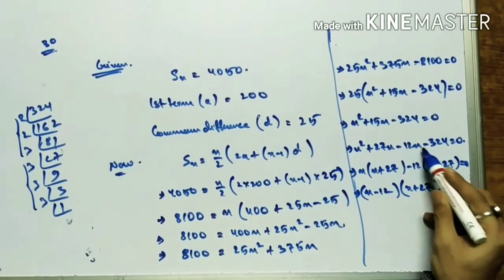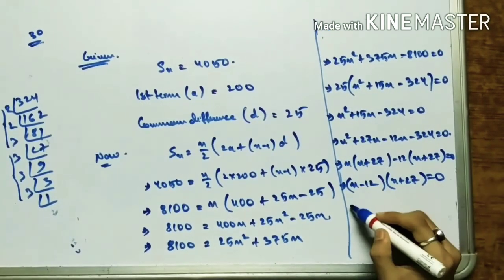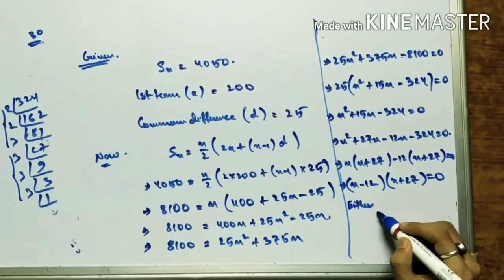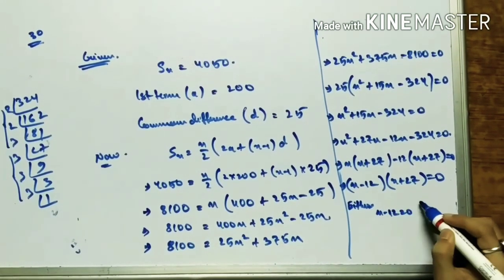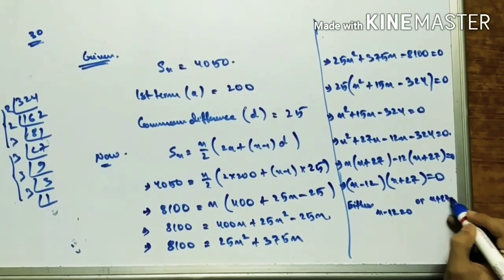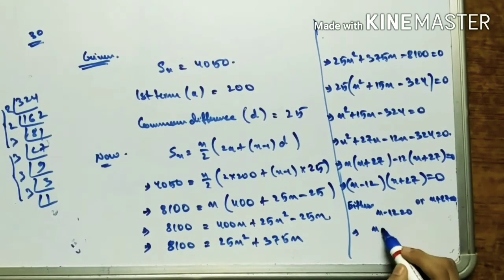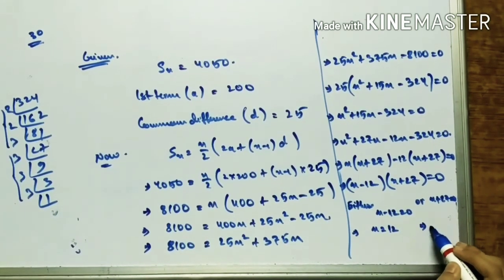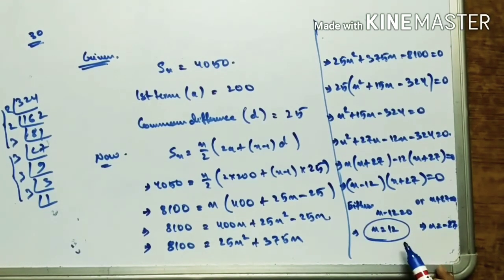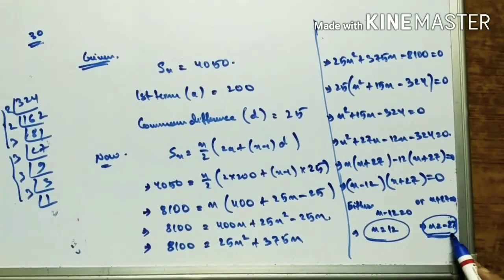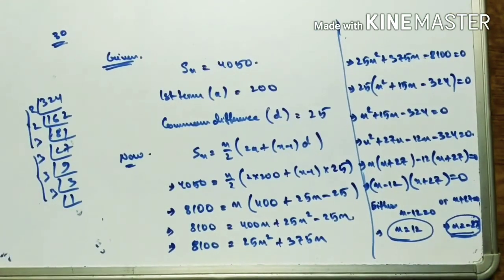So here either n minus 12 is equals to 0 or n plus 27 is equals to 0. From here I will get n is equals to 12 and n is equals to minus 27. So now what is n? n is the number of terms, or the number of installments, and the number of terms cannot be a negative value. Understand? So n is equals to minus 27 I will not take. n is equals to 12 I will take. So the n value I got is 12.